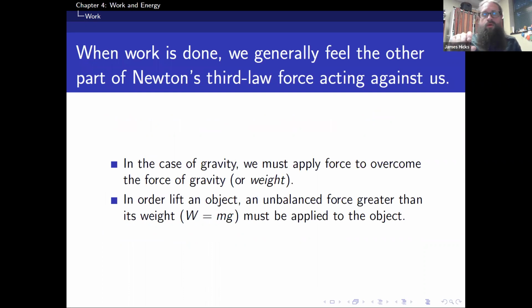Now, whenever we're doing work, usually we feel some force acting against us, and that's usually a Newton's third law type of situation. For every force, there's an equal and opposite force. If gravity is the force we're trying to overcome, like if I'm trying to lift up my stapler, I've got to overcome the force of gravity pulling it down. Then my unbalanced force to cause it to move up has to be greater than the force of gravity pulling it down.